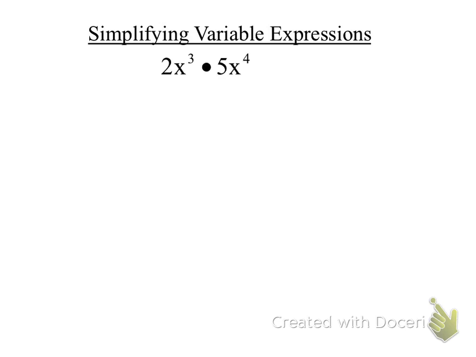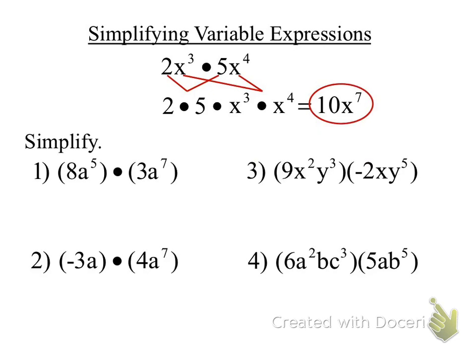As I mentioned before, if we have coefficients, we're going to multiply coefficients with coefficients, and like base with like base. So we'd multiply 2 times 5 and x to the 3rd times x to the 4th, because those are like bases. And then we get 10x to the 7th. Okay, questions? All right, I want you to practice with the next 4. Pause the recording and go.